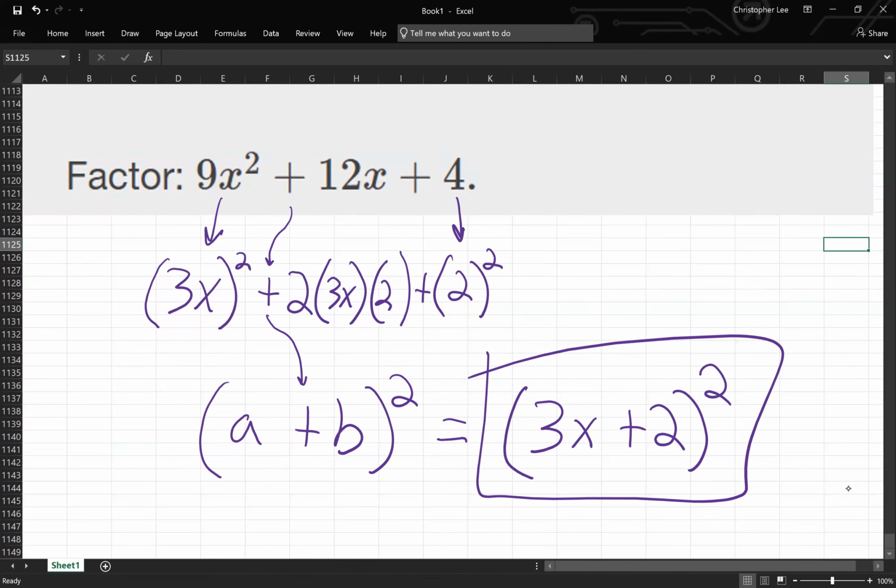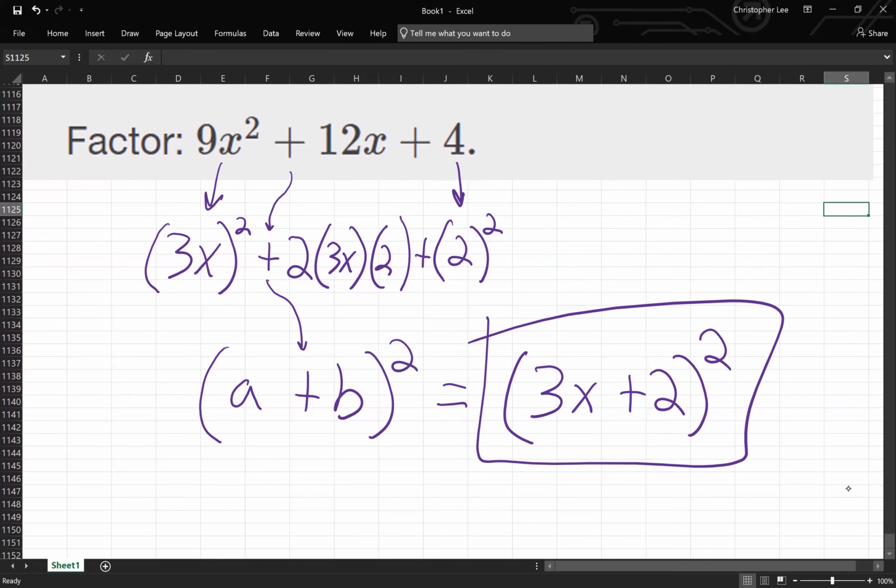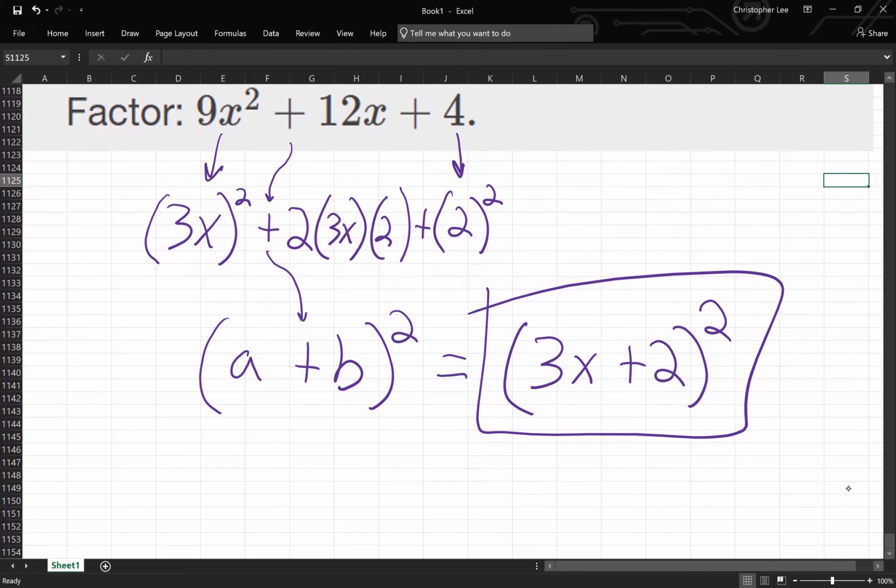That's the trick. All right? It's a perfect square, so you just plug them in and you square it. This is easy. But it's a trick though. It only works in a particular situation.